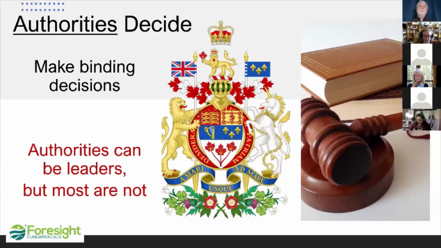The more common use of the word leader is what I would call an authority, a person who is in charge of something, who has the rights and responsibilities to make decisions for themselves and for other people, and other people have to comply with that.